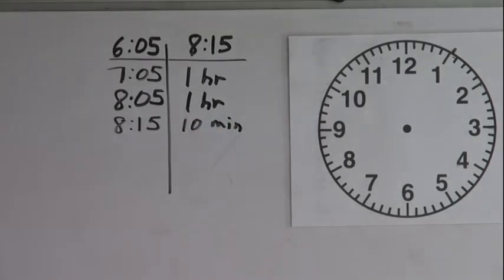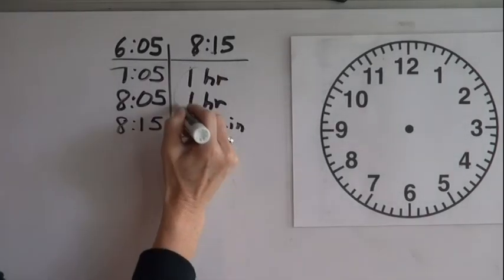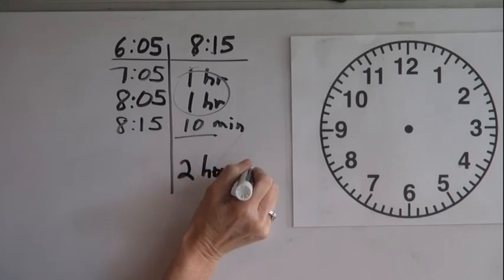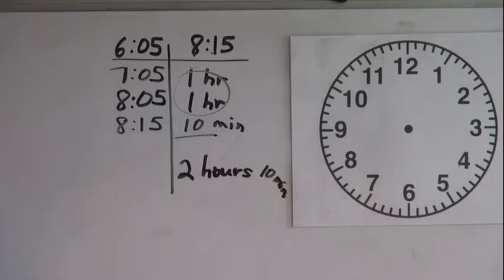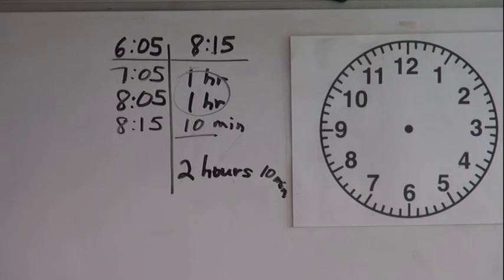And so now all you have to do is add up right here. So we're going to add our hours first. So that's 2 hours, 10 minutes. And that is how much time elapsed between 6:05 and 8:15.